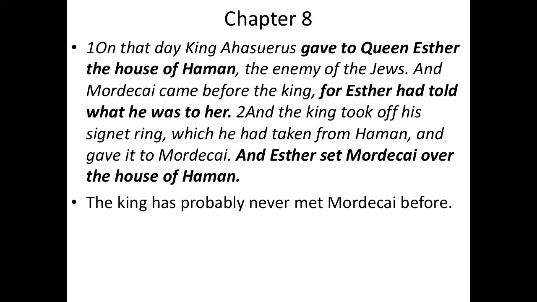And Mordecai came before the king, for Esther had told what he was to her. So Esther says, "Yeah, this is my cousin who's much older than me, and he raised me when my parents died." That probably gives some of those details. And the king took off his signet ring, which he had taken from Haman, and gave it to Mordecai. This is like the king's signature, right? You can enact law and do things in proxy of the king. So this whole "up to half my kingdom" sort of thing is kind of coming true.